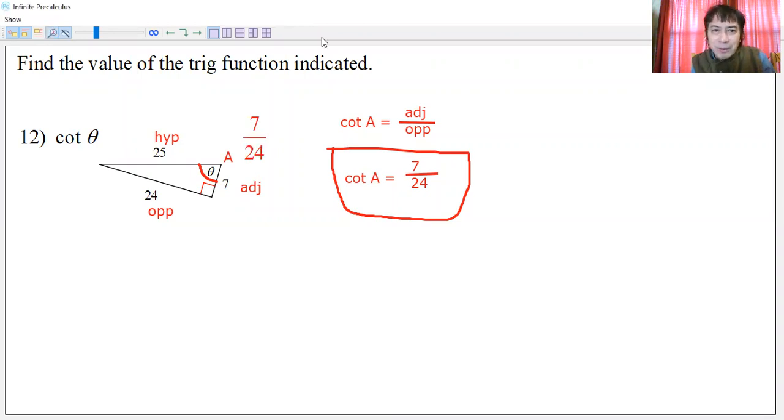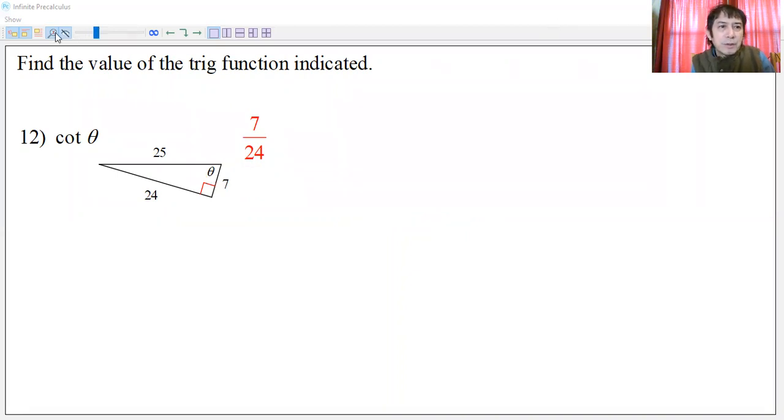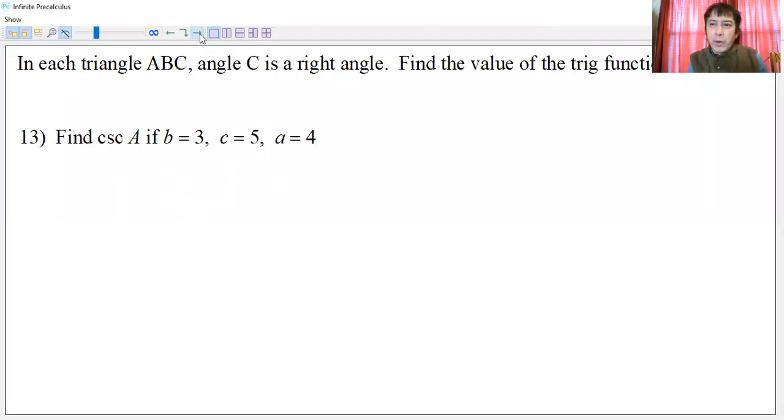7/24 is the answer, okay? All right, so this is it. This is our 7/24. So this must be the right answer there. Next, number 13. Let's continue with number 13. We're doing reciprocal trigonometric functions.